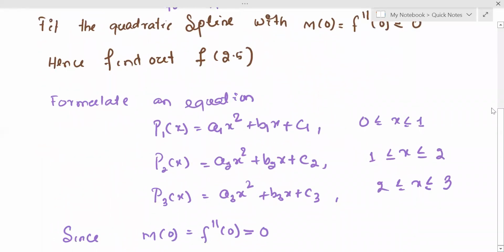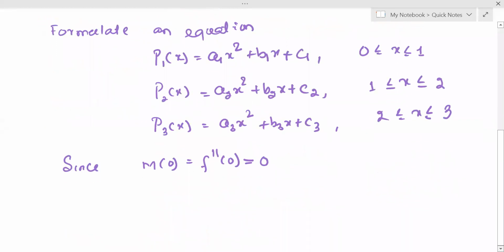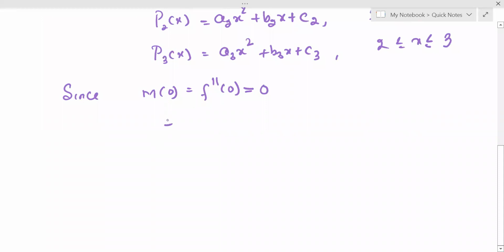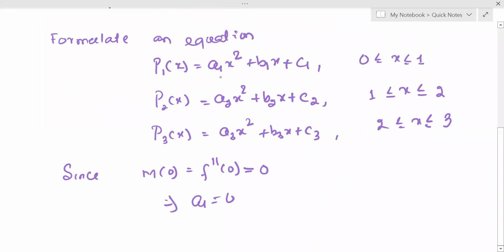So in this case, M0 is equal to F double dash 0. That is in the first interval. If F double dash 0 is 0, this part becomes 0 in the first equation. That implies A1 becomes 0. When you do the double derivative of this function, that is 2A1 equal to 0, or A1 equal to 0.